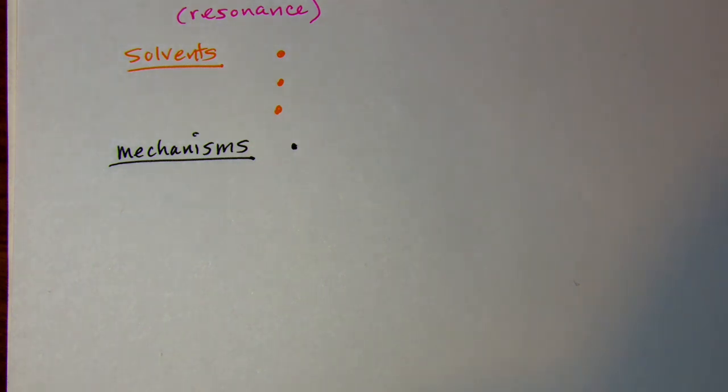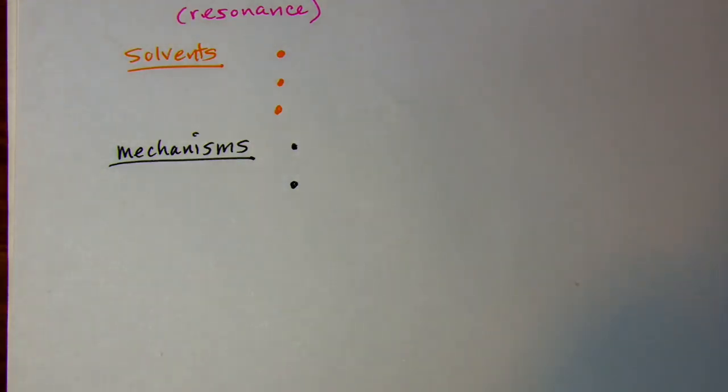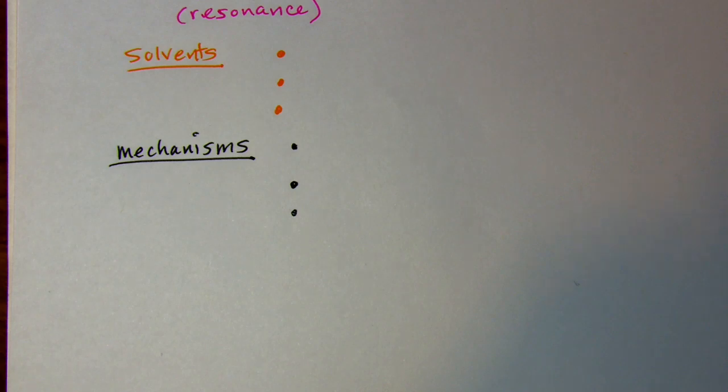A detailed list and an explanation, and it always involves a drawing. Okay? So mechanisms always involve a drawing. So you have to get used to drawing lots of structures very quickly. And then finally there's the concept of curved arrows. So all of those concepts.